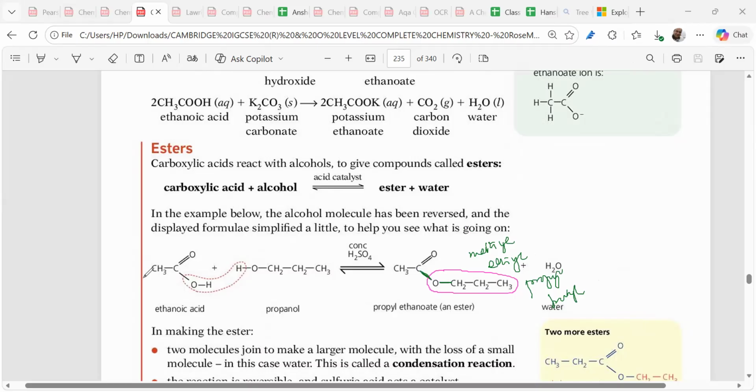This part is named as a salt. If there is 1 carbon, it will be methanoate. You can write down, I will send the videos to you. Methanoate. 2 carbon, it will be ethanoate. 3 carbon, it will be propanoate. This part of the C double bond O is named as a salt. Is it clear to you?